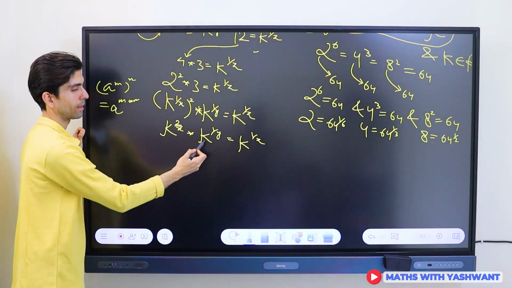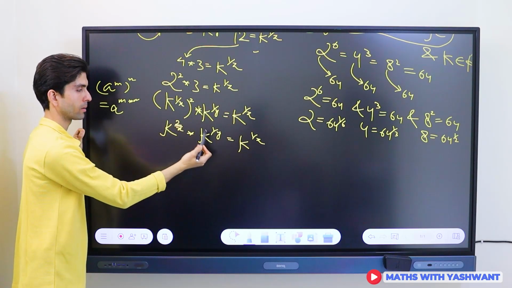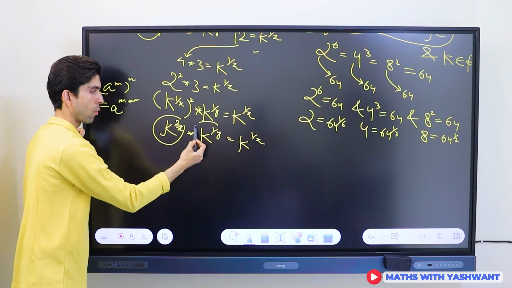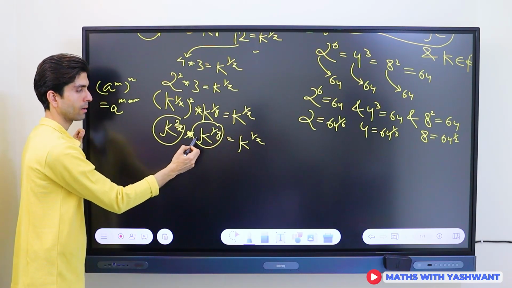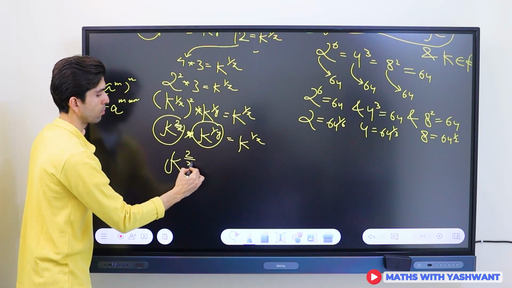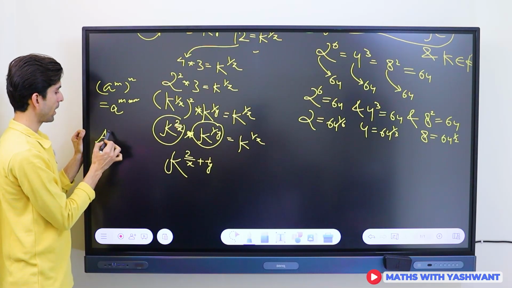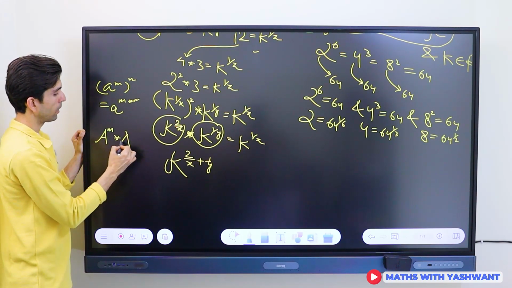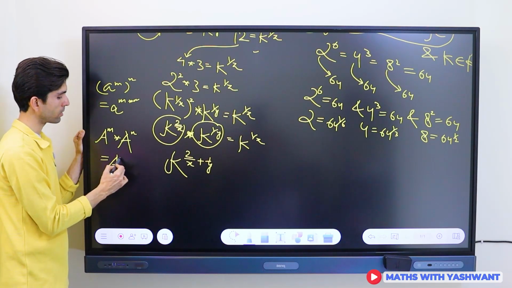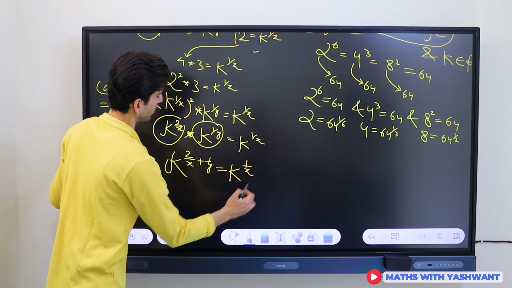Now see here carefully: numbers with the same base, I repeat, numbers with the same base getting multiplied, we add the exponents. So we get k raised to the power 2/x + 1/y. It actually follows from this law: when we have a^m into a^n, numbers with the same base, when they get multiplied, we add the exponents, right? It is equal to k^(1/z).